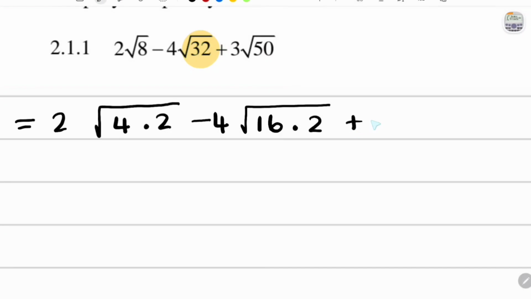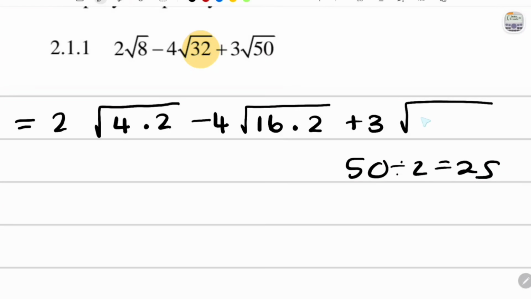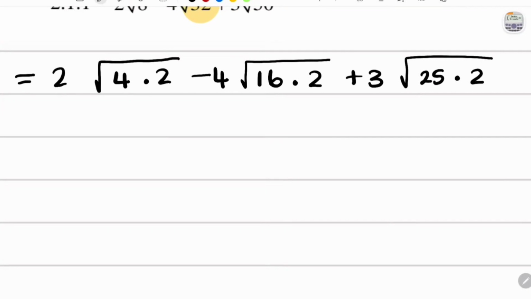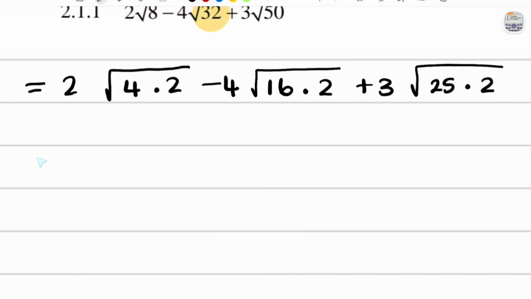So we have plus 3, and then the square root of 50. So we're going to change 50. 50 divided by 2 is 25, which is also a perfect square. So it means we rewrite 50 as 25 multiplied by 2. Okay, so now that we have broken them up, separated them into their perfect square and the other number, which is just going to stay a surd, we're just going to simplify further now.